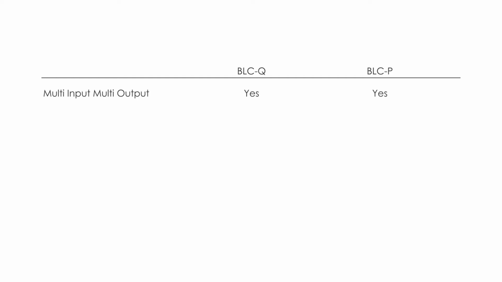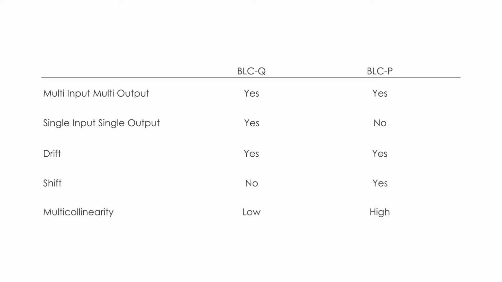In Virtual DOE, you can pick an algorithm after considering the following points. Can it handle multi-input, multi-output? Can it handle single input, single output? Can it analyze and control drifts? Can it analyze and control shifts? Is multicollinearity between parameters high or low? Is PCA required?